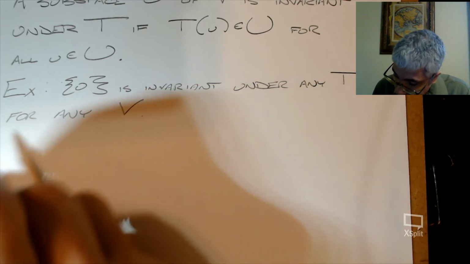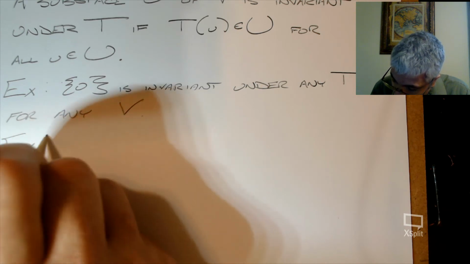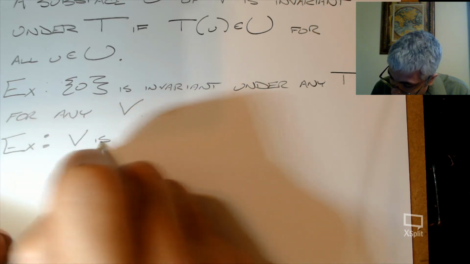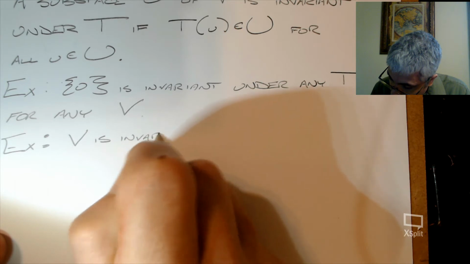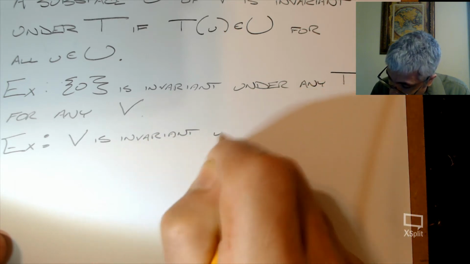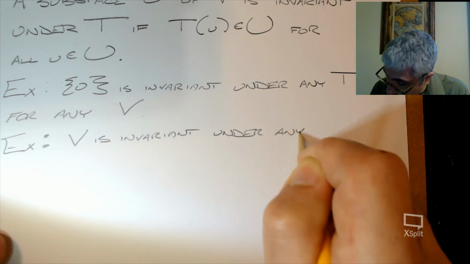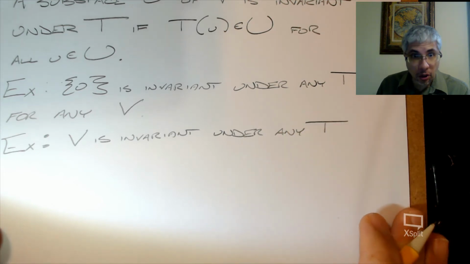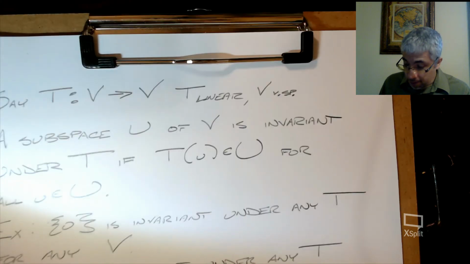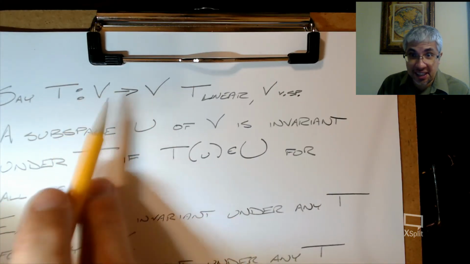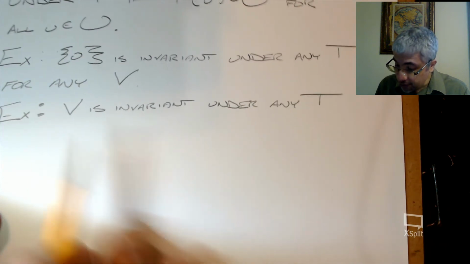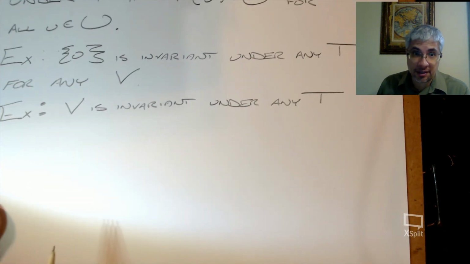Another invariant subspace would be all of V. V is invariant under any T. The whole thing. Why is that? Well, because T maps V to V, so you can't escape V if you're applying T, right? There's no way to do it. So V is also going to be an invariant subspace.